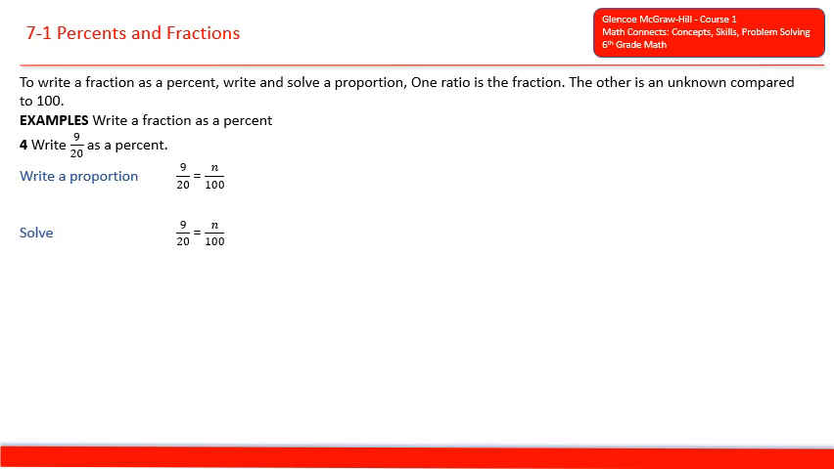So what we have to ask ourselves is, what times 20 equals 100? And the answer is 5, right? So 20 times 5 equals 100. So 9 times 5 equals 45. So 9/20 equals 45 over 100. And 45 over 100 equals 45%.